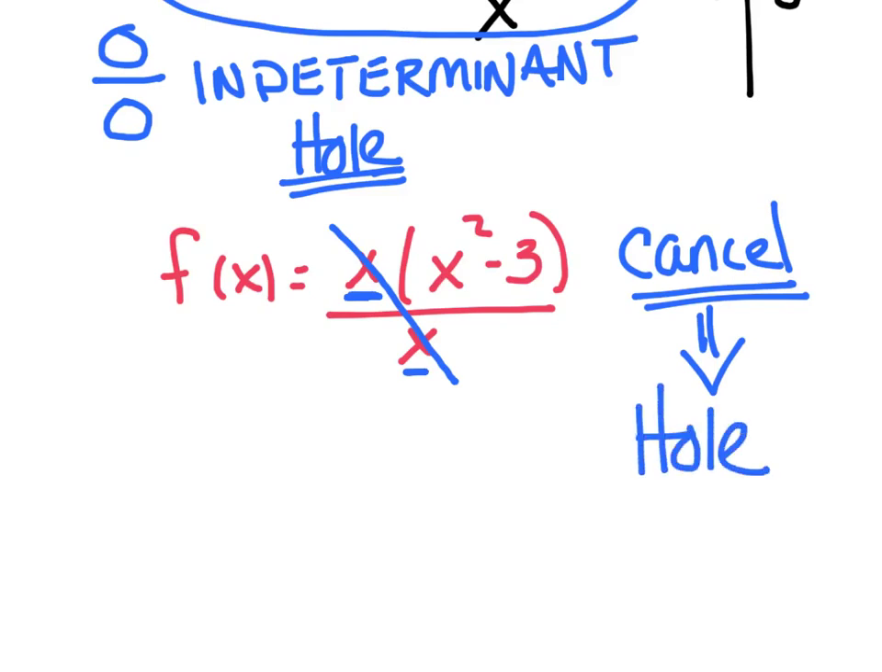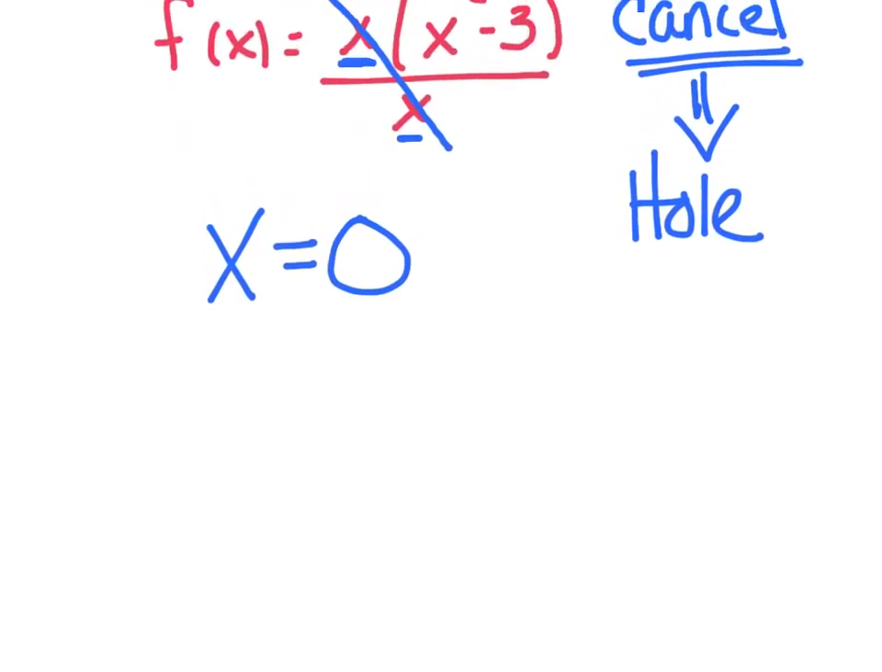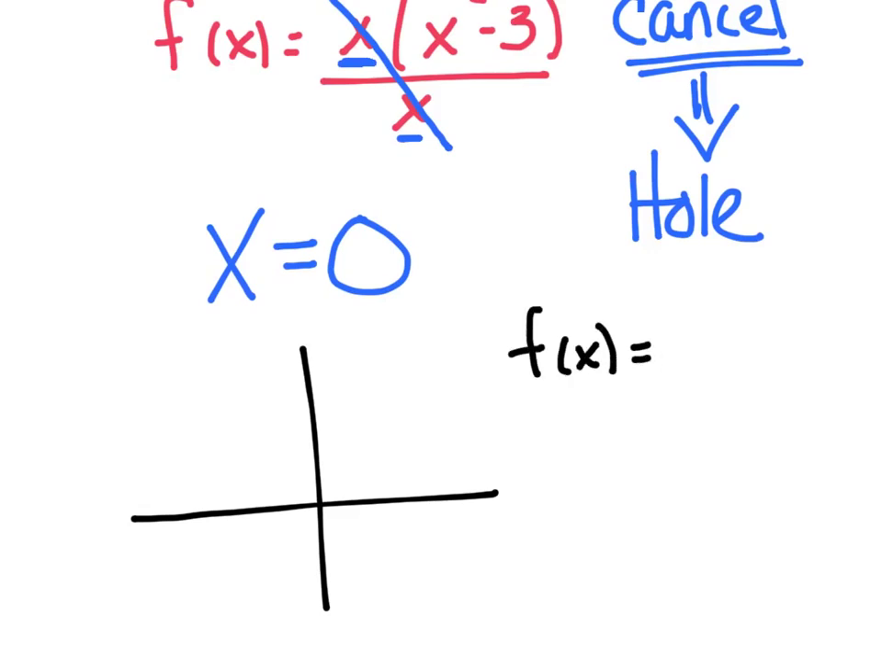So I know this graph is going to have a hole in it. So to find exactly where that hole is, you take the function you canceled, so I canceled x, and you set it equal to 0. So I know this graph has a hole at x equals 0. So now I can continue to plot this. I'm going to make a graph. I'm going to set up my new function. I would say my new function, now once I cancel, is just x squared minus 3.